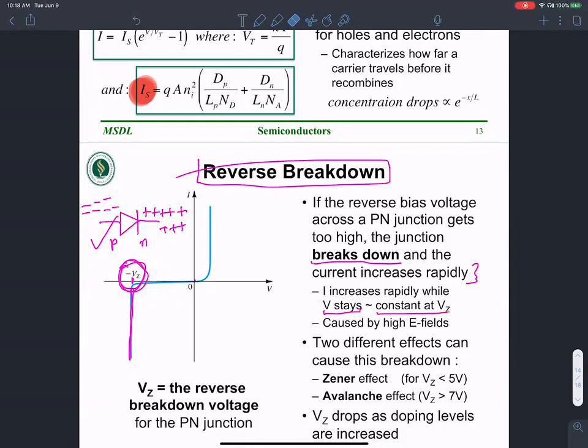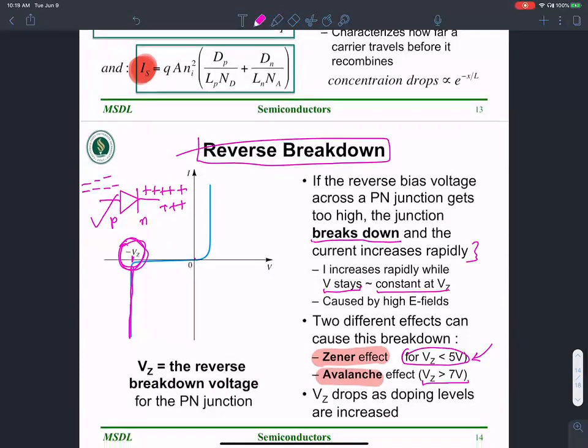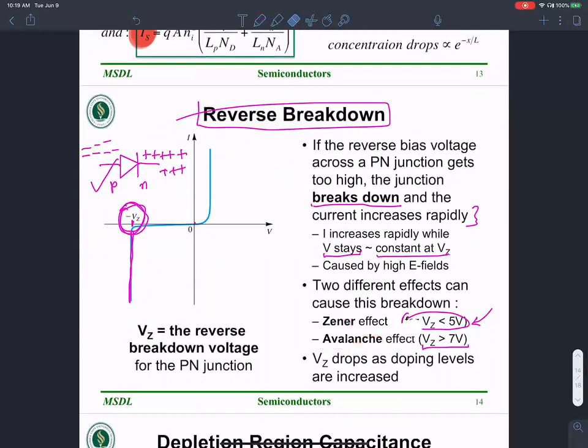Two different effects can cause this kind of breakdown. There is the Zener effect, which is prevalent for voltages VZ less than 5 volts, and the avalanche effect, which takes place at voltages above 7 volts. The onset of the Zener effect is before the avalanche effect. The Zener effect sets in around 5 volts, while the avalanche effect sets in around 7 volts, and the breakdown is a combination of both of these.